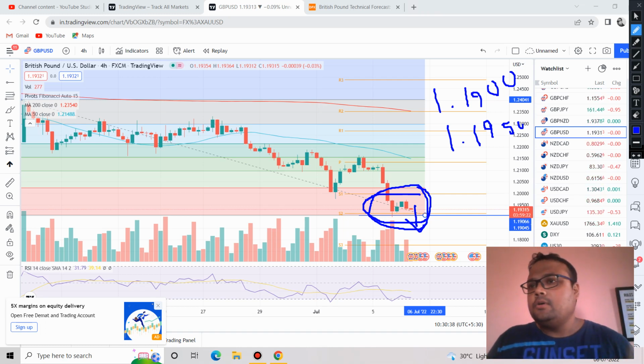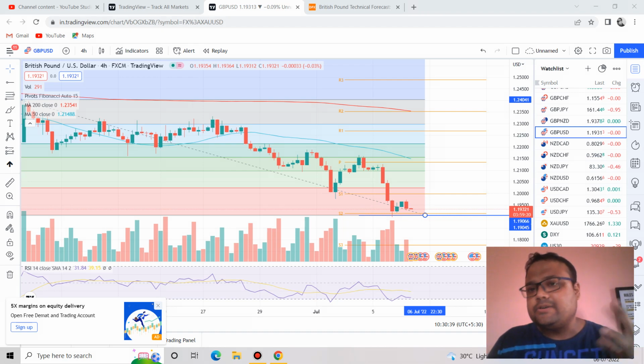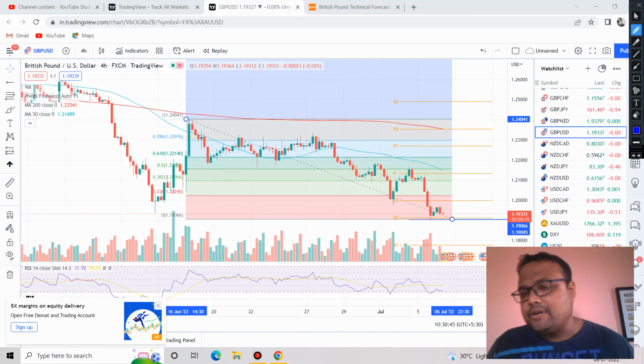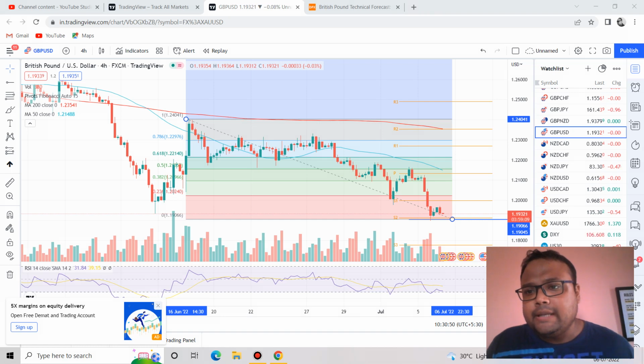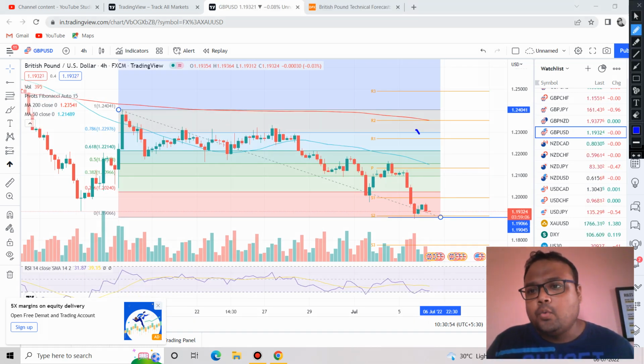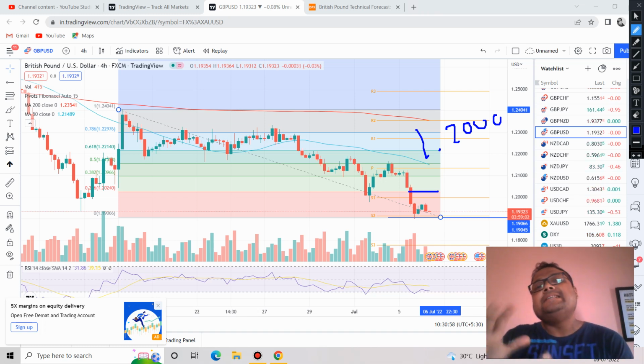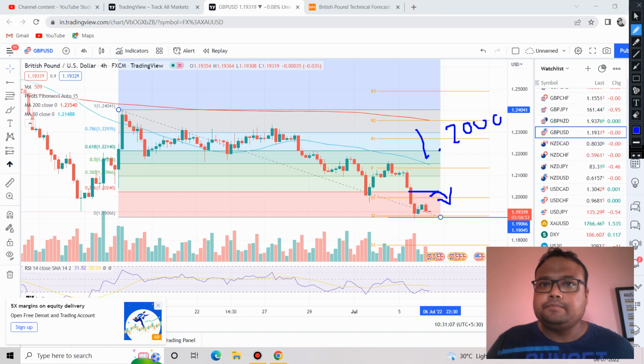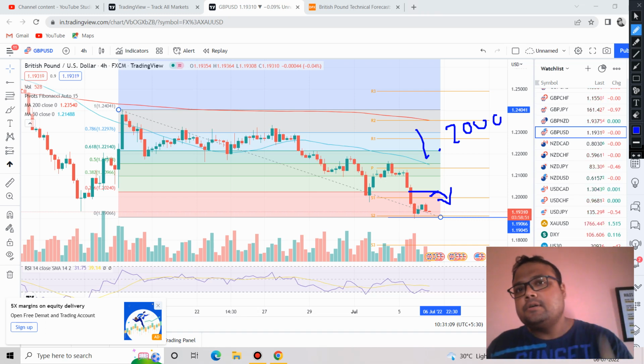So what should be your strategy then? The strategy is simple: follow the trend. As a result, there can be two strategies here. First of all, if the market goes up from here, there is a high chance that around 1.2000, around here, the market will face some sort of resistance again. So if the market tries to recover and reverses from 1.2000, you can take a sell position. That is your first strategy.